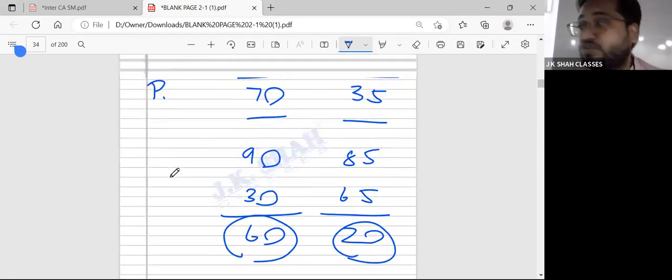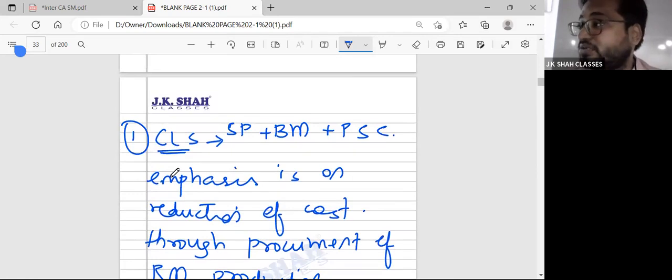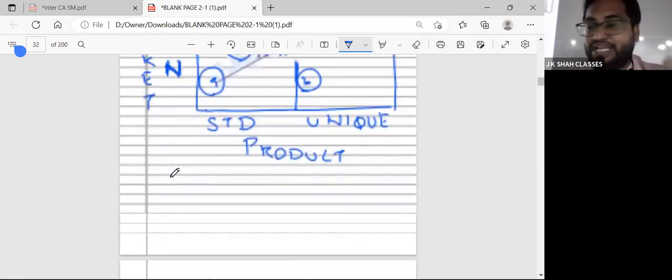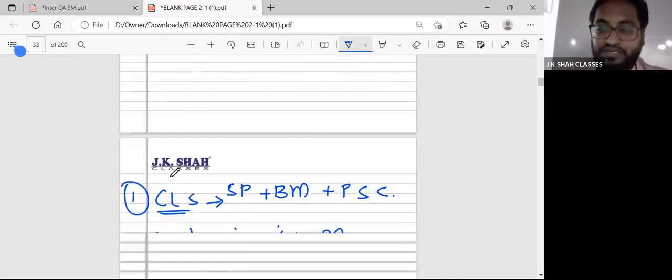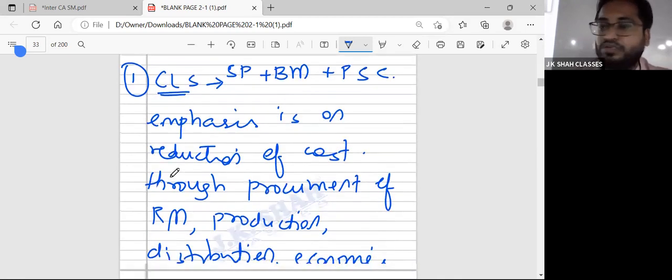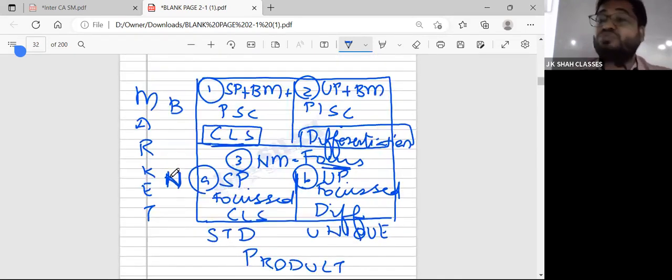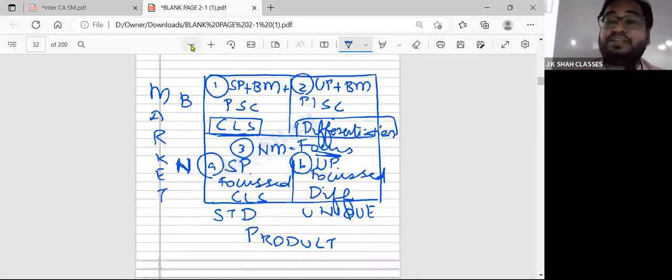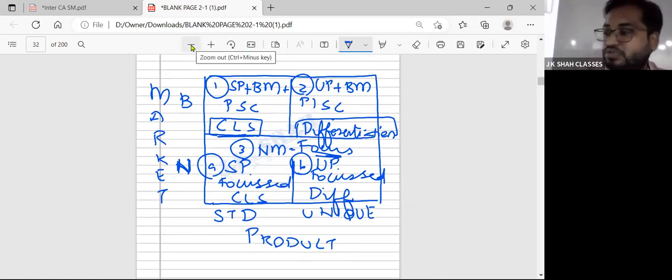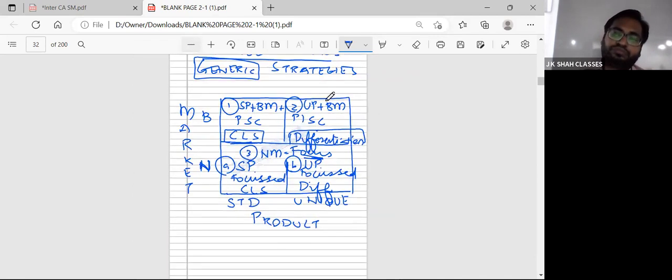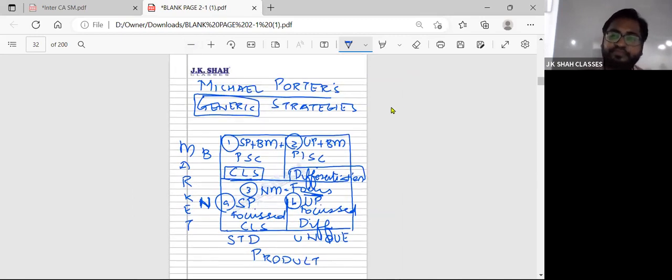How to achieve. Do you want to write this? That diagram you want to draw? Done. Okay, this diagram also. That's what I was asking, no problem. It is there in the book, by the way, but still you draw. That is the diagram. I will wait for a minute or two. Michael Porter's generic strategies.